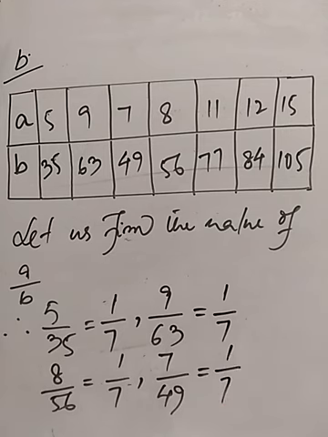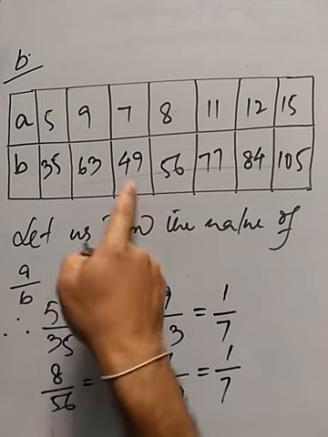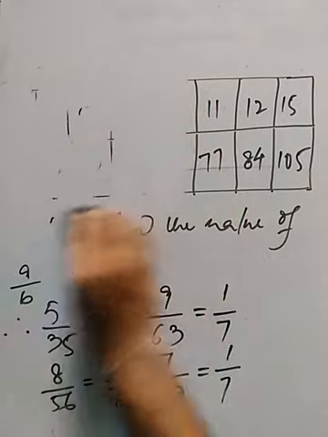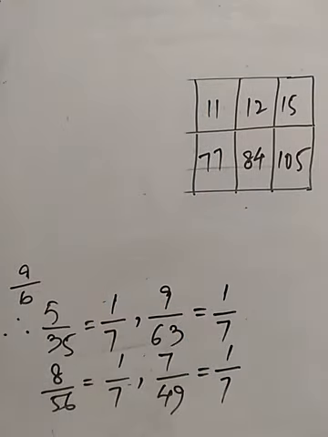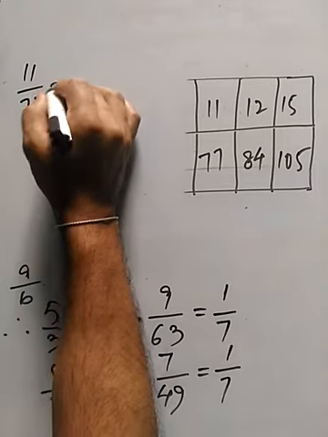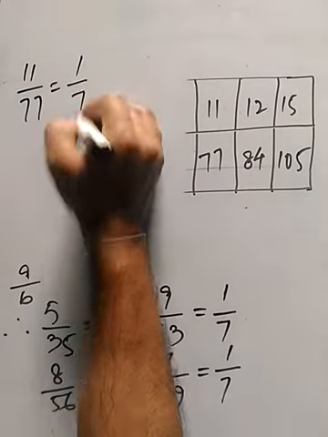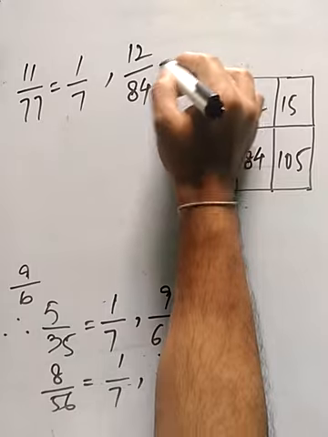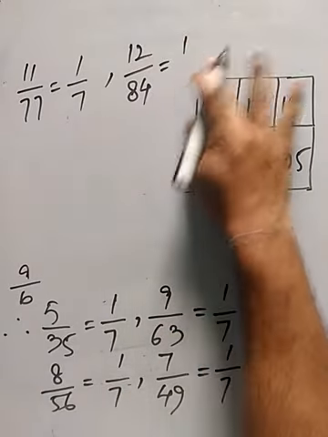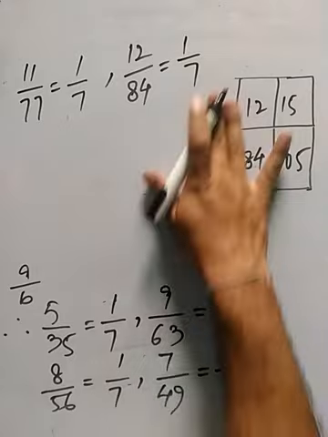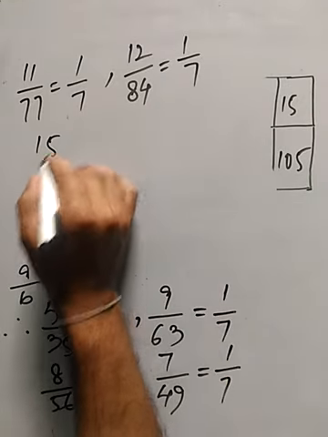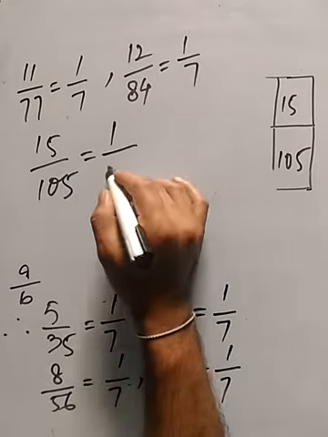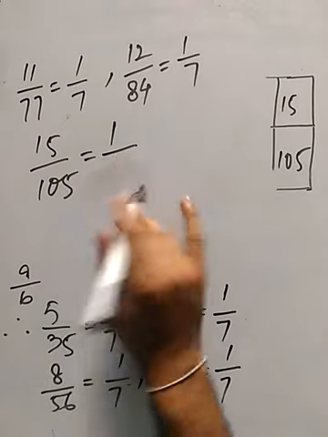Okay, we'll move to the next part. We have done till the fourth. We have the last 4. So here 11 by 77 equals 11 1 is 11, 11 7 is 77. Then next is 12 by 84. 12 1 is 12, 12 7 are 84. So the last we have 15 divided by 105. 15 into 1 is 15, 15 into 7 is 105. So we'll be writing 1 by 7.